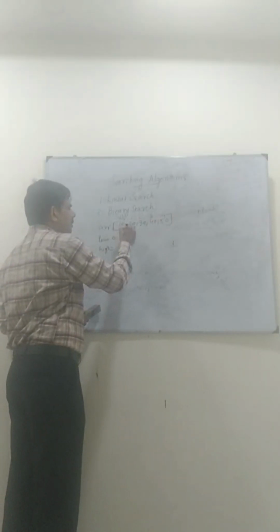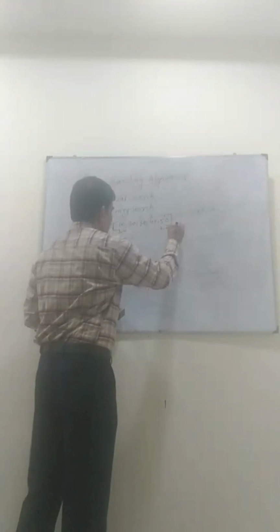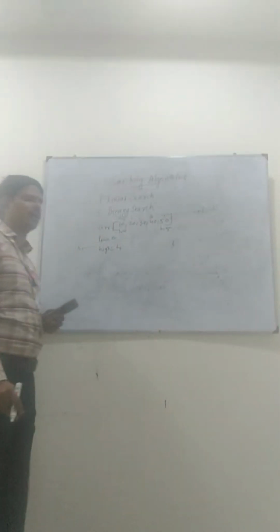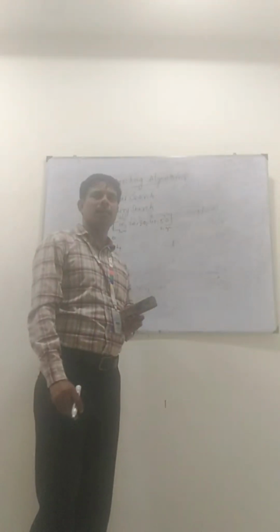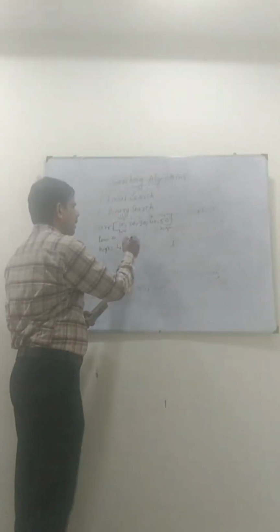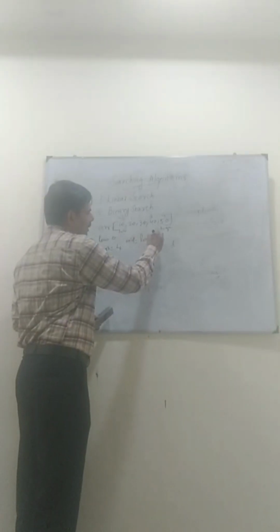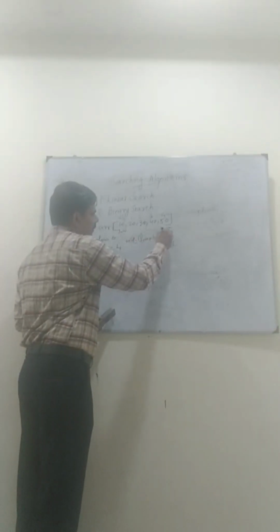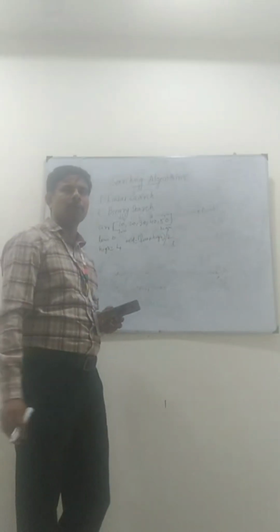The starting index is low and the end index is high. Now the high value is 4. Now first we are going to find out the mid value. Mid equals low plus high divided by 2.